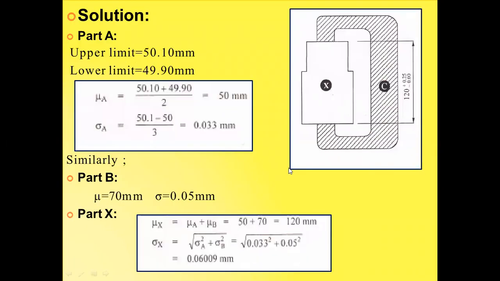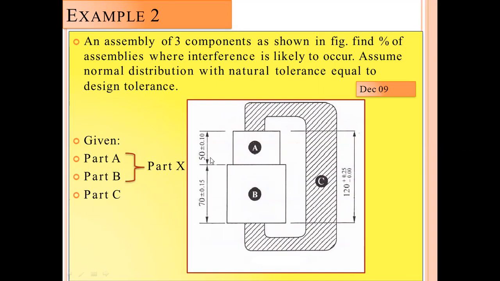So for part A and B, we consider the combination as X. So we consider it as X. The upper limit is 50.10 and the lower limit is 49.90. Here the limit is given as 50 plus minus 0.10. So from that we calculate the upper limit and lower limit.